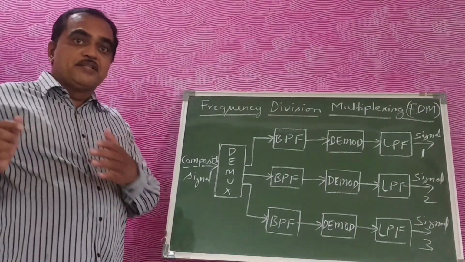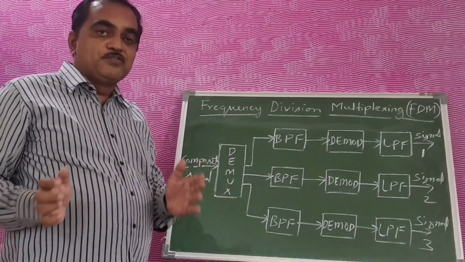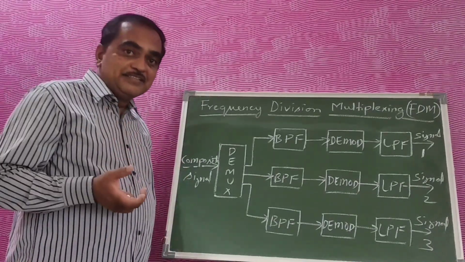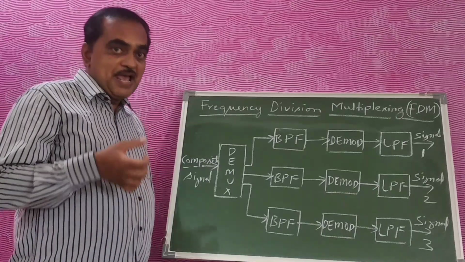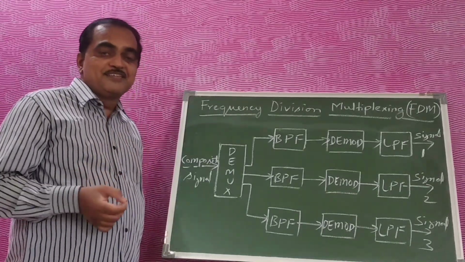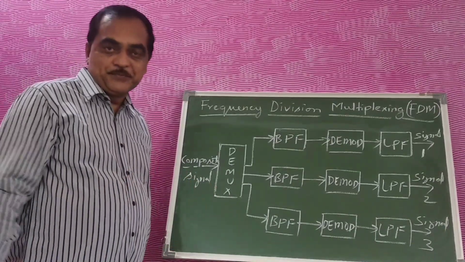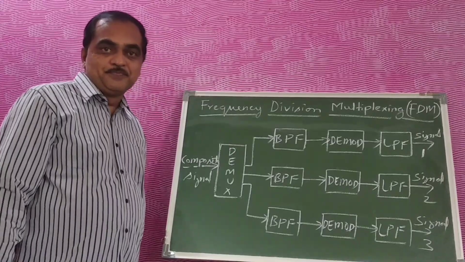If you join the transmitter and receiver sections, you will understand the complete frequency division multiplexing technique, where signals are multiplexed on the basis of frequency, and between every frequency range a guard band is left so that they don't interfere with each other. This is your frequency division multiplexing.